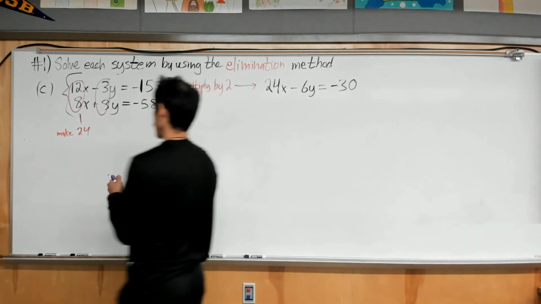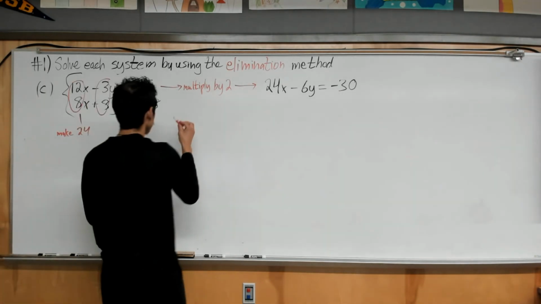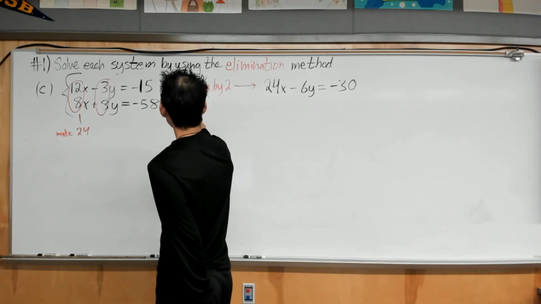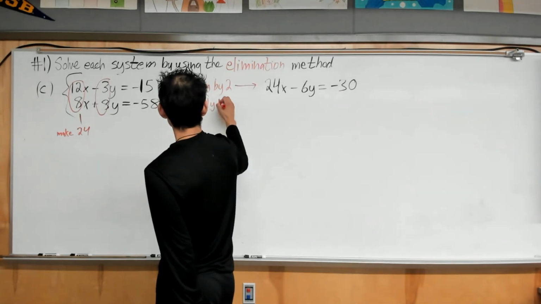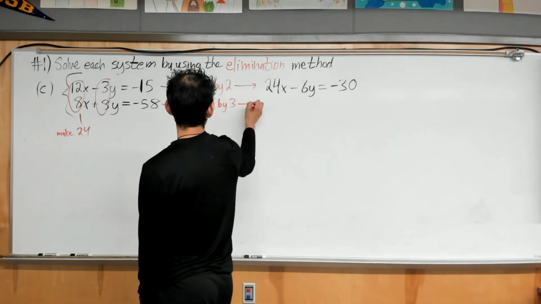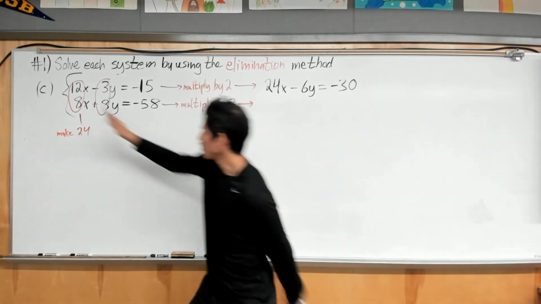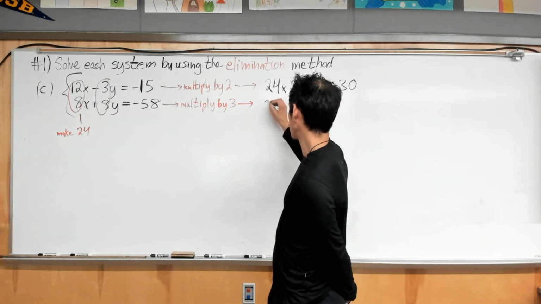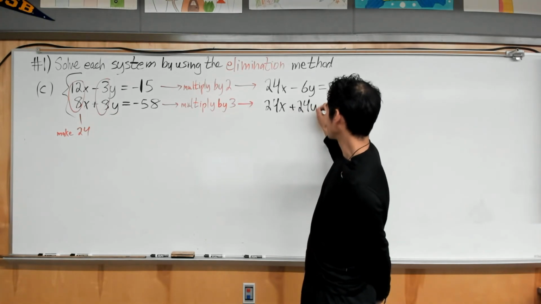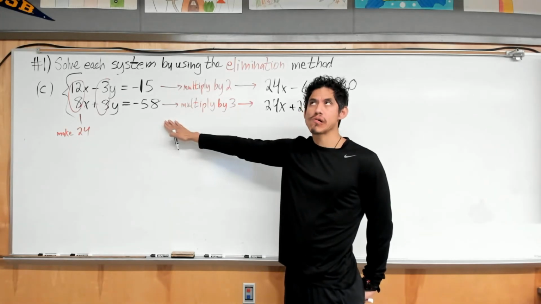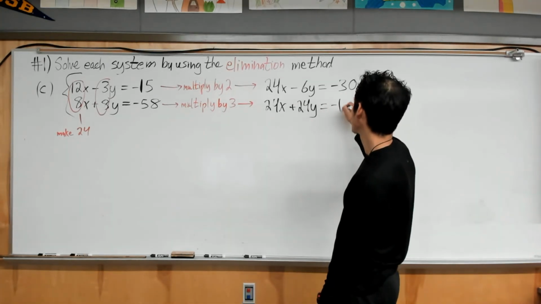Now we have to make the 8 into 24. We're going to multiply by 3. All right, so 3 times 8x is 24x. 3 times 8y, 24y. 3 times 58, 174. Actually, -174.